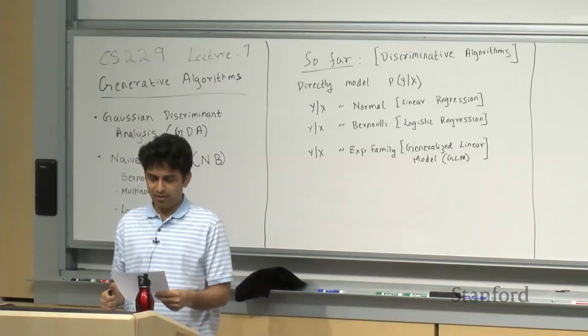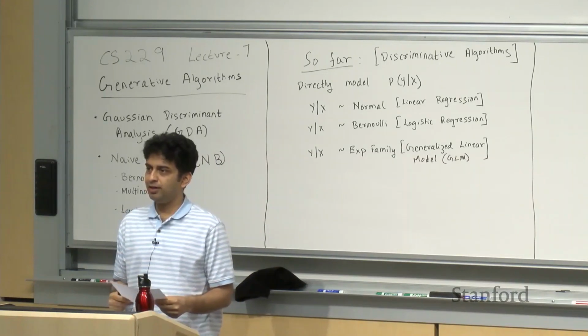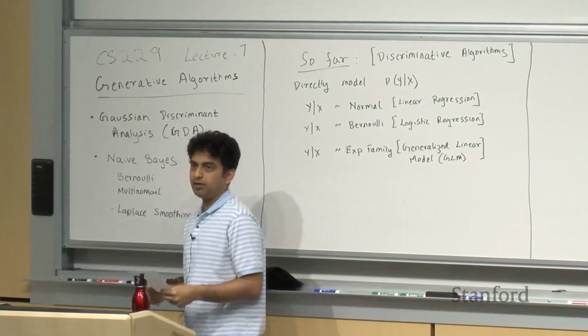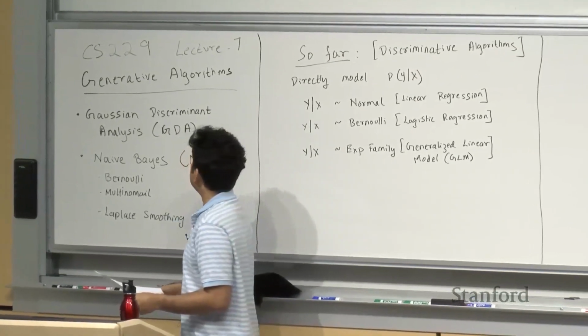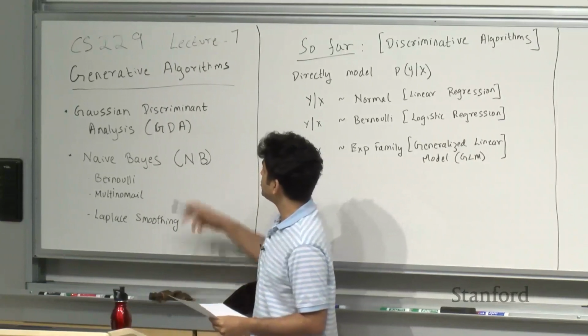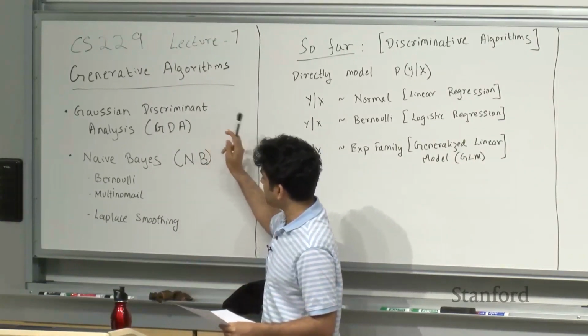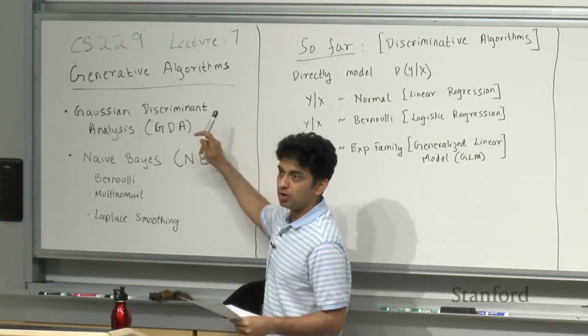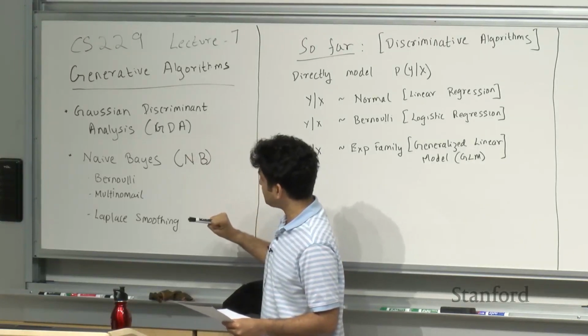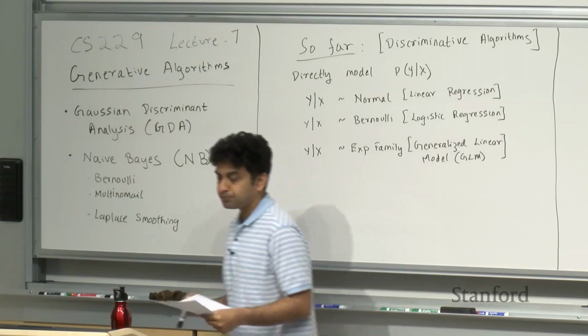So we're going to continue on to lecture 7 today, and the topic for today is going to be generative learning algorithms. So the plan for today is to cover Gaussian discriminant analysis, GDA. This is also on your homework, and then move on to naive Bayes, another generative learning algorithm.